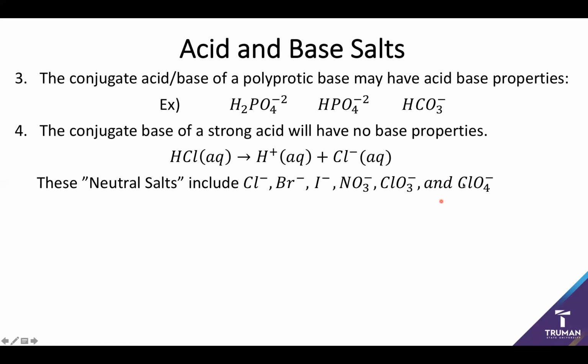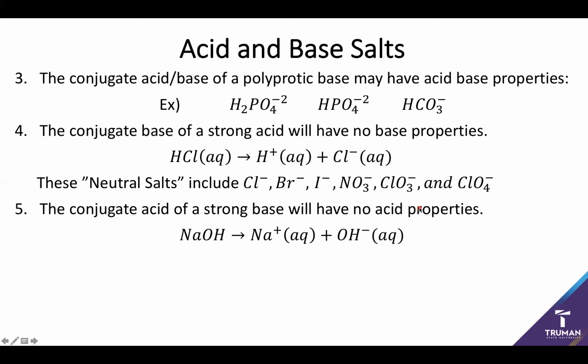Otherwise, these are going to be the species that are the classic counterions for most salts because they have no acid-base properties. Similarly, if I have the conjugate acid of a strong base, it's not going to be acidic. It is not going to act as an acid. So for example, sodium hydroxide is a strong base because it completely breaks apart to form sodium and hydroxide. That means that sodium can't just go into solution and pick up a free hydroxide and send the reaction in reverse. So it's going to be not acidic at all.